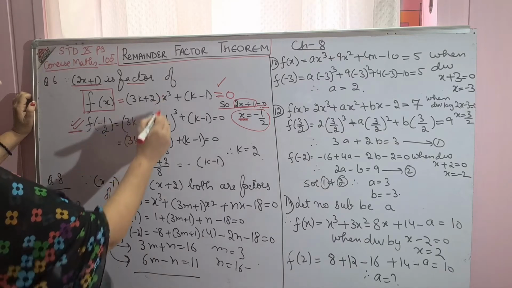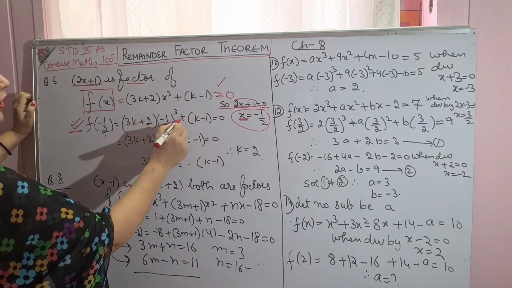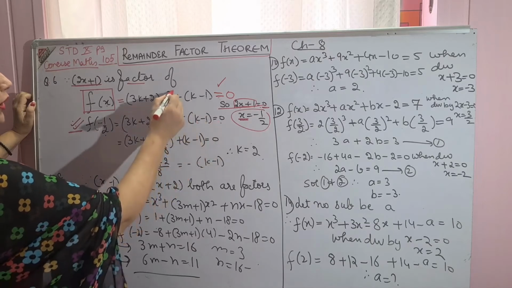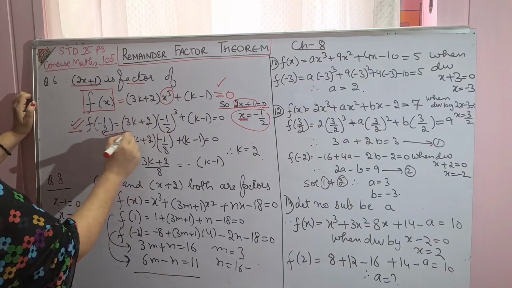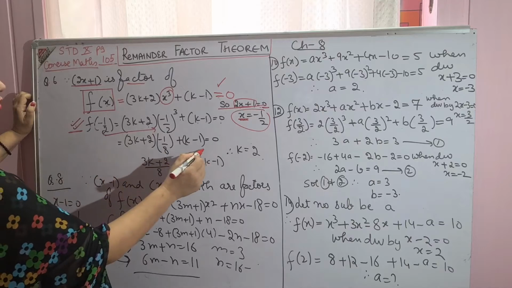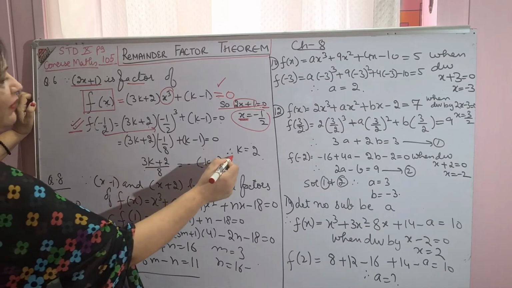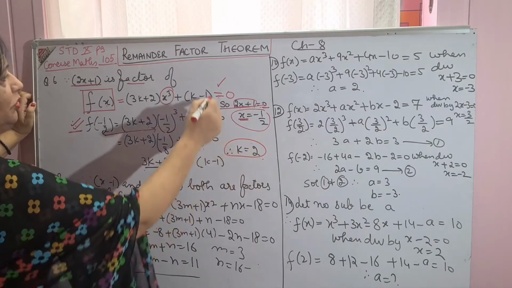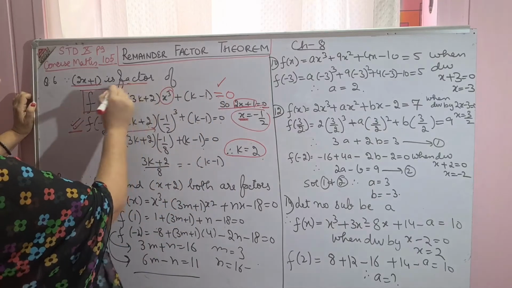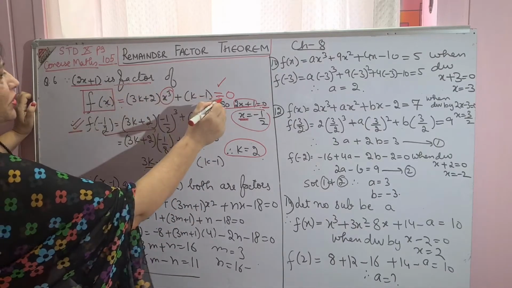3k plus 2 x cube minus 1 by 2 whole cube plus k minus 1 is equal to 0. In place of x, I have substituted the value. Then you know what to do. Calculate it and get the value of k, which is equal to 2. What matters is that because it is a factor, the polynomial is equal to 0.